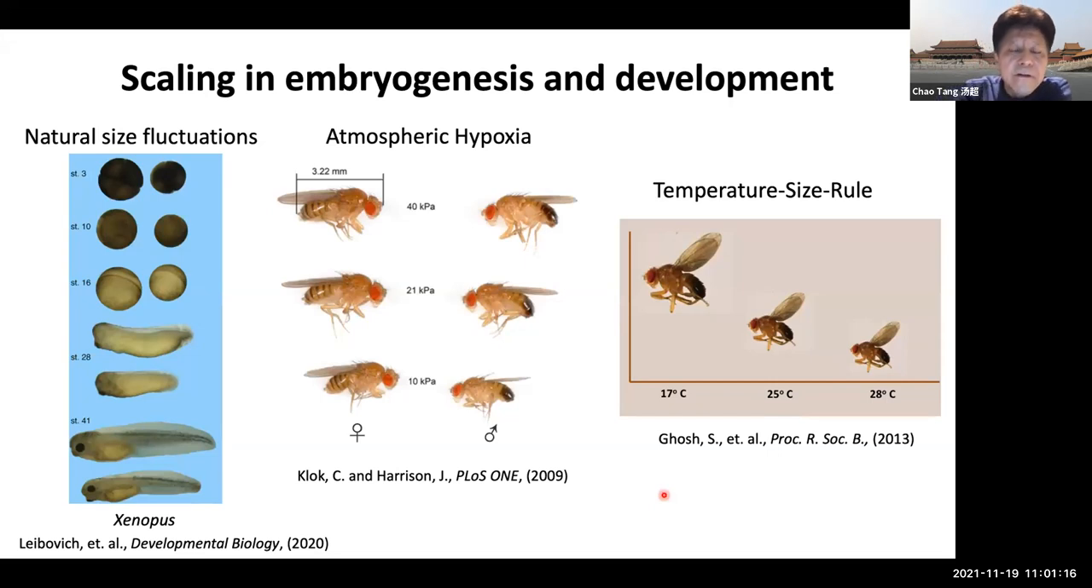So scaling in development is really a very ubiquitous phenomenon. In these three examples, one Xenopus, two Drosophila, you can see that because of environmental fluctuations, the egg sizes change, but the eventual body shape, body plan develops perfectly in proportion. In this Drosophila, there is different oxygen pressure, and this is a different temperature, for example. So this is a fascinating scaling phenomenon.